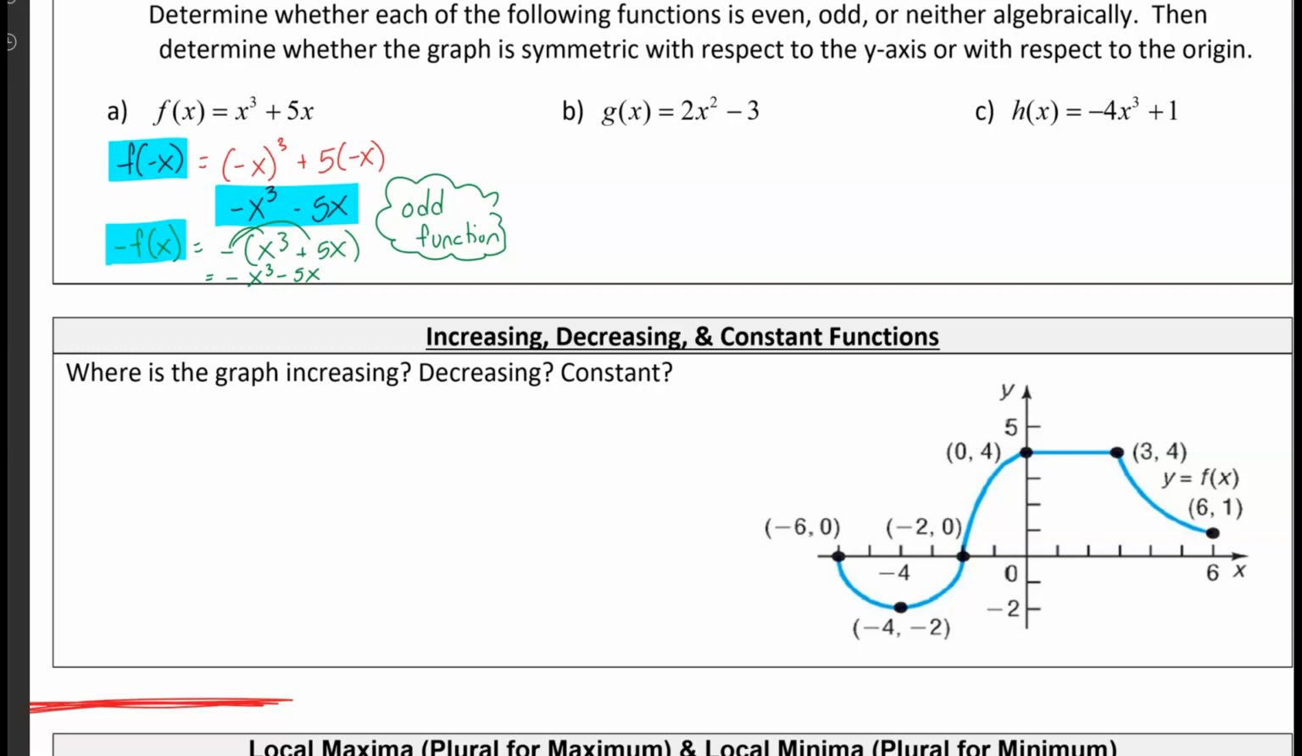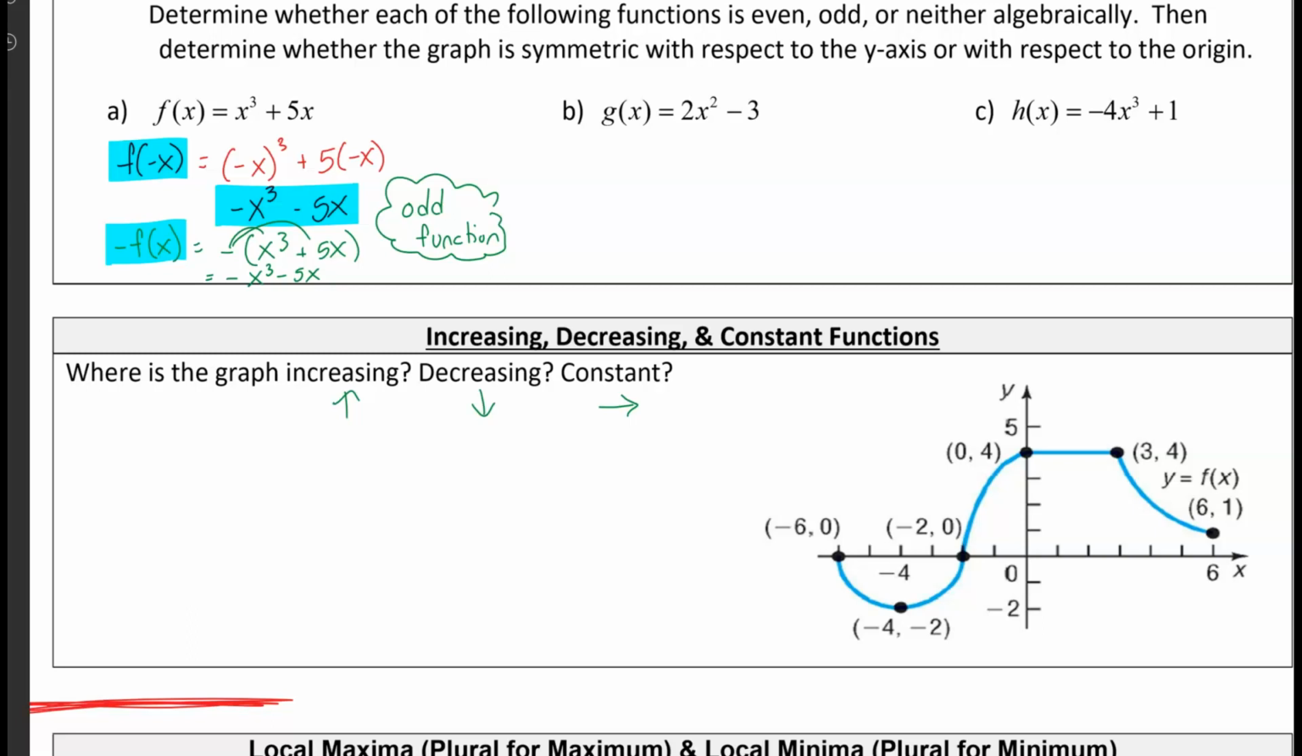All right, increasing, decreasing, and constant. These are intervals on the graph that are either increasing, decreasing, or constant. As you can see, this example graph goes all over the place, so it actually has all three. When it's talking about increasing, decreasing, and constant, it's asking whether the graph is going up, down, or remaining the same. Up, down, or remaining the same, just like it sounds.